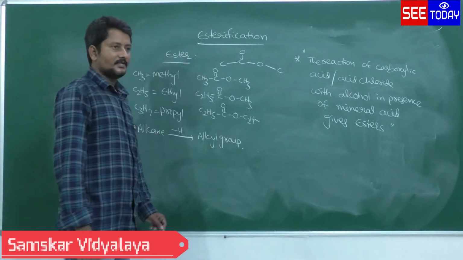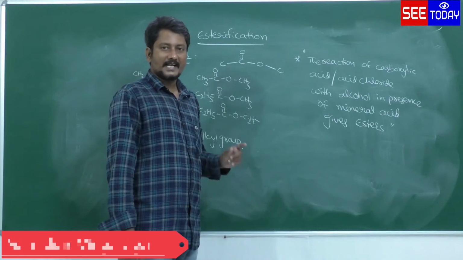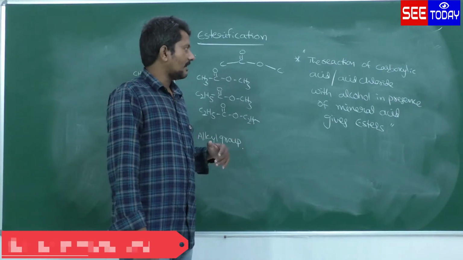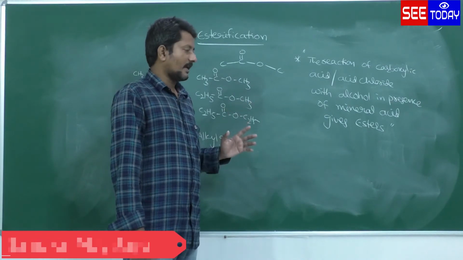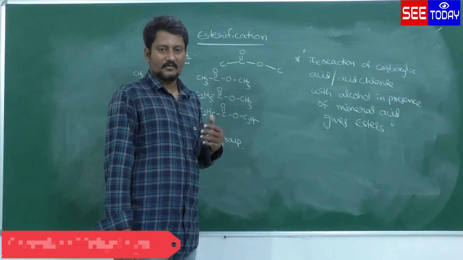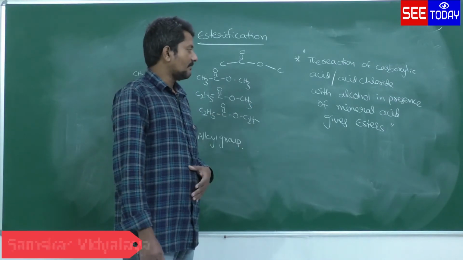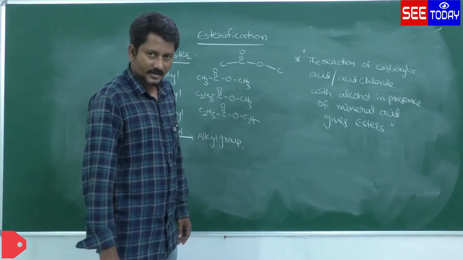What is esterification? The reaction of carboxylic acid or acid chloride with alcohol in the presence of a mineral acid. Mineral acid means H2SO4 or HCl, which will give H plus ions. So the mineral acid gives esters. That is called esterification.